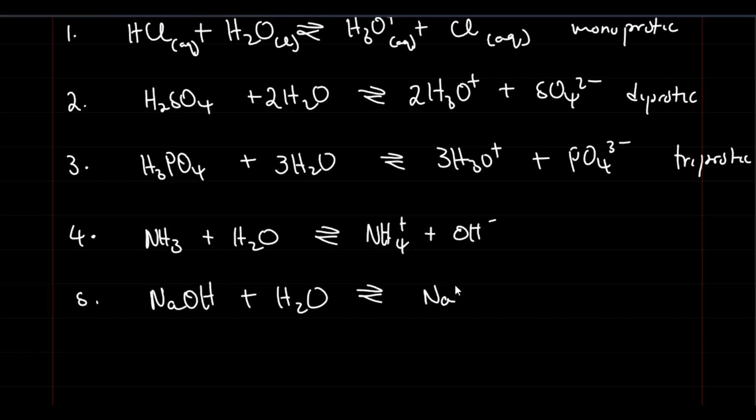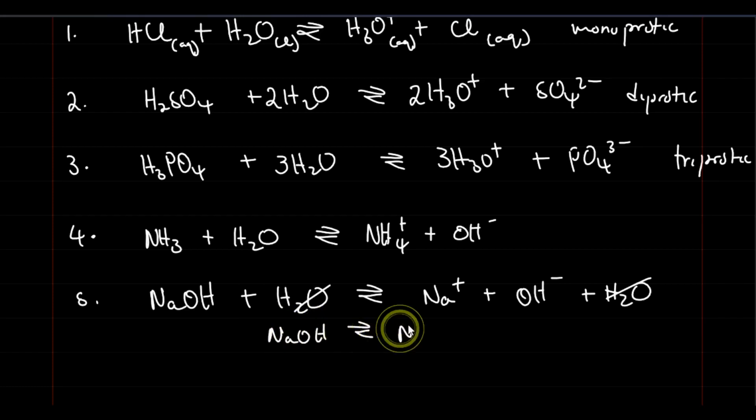So here we'll have Na plus, plus OH minus. Okay, so plus water. All right, and now water cancels water. Water can cancel out because we have water on the left and water on the right, so we'll end up with what? Sodium hydroxide giving us Na plus plus OH minus.